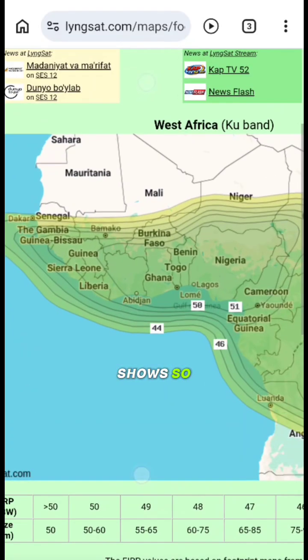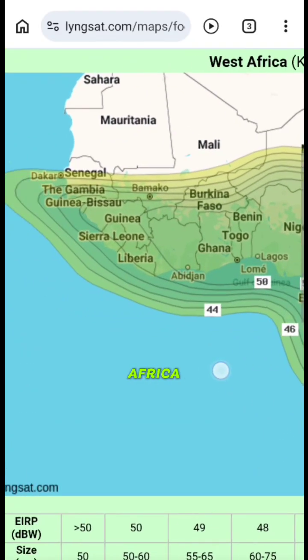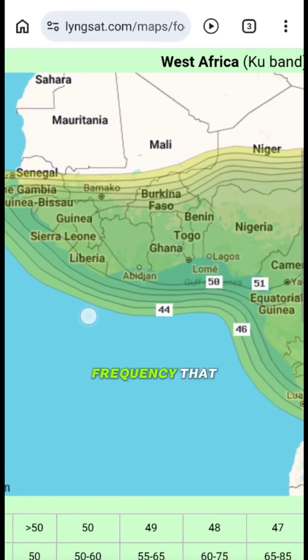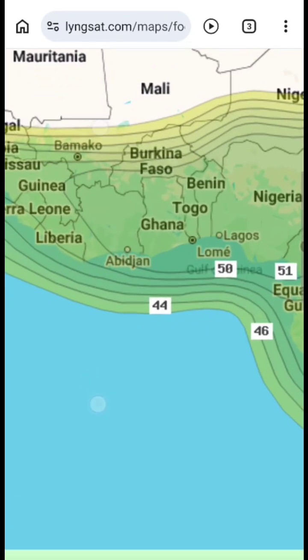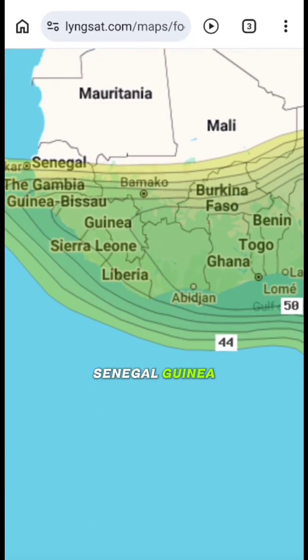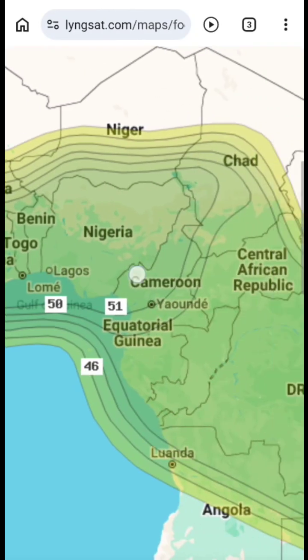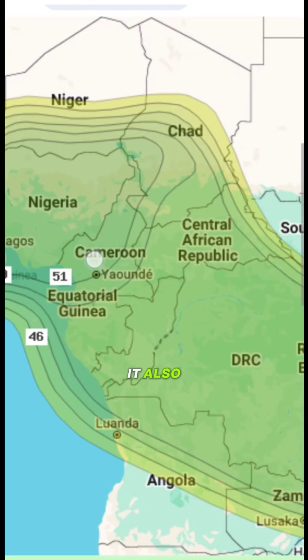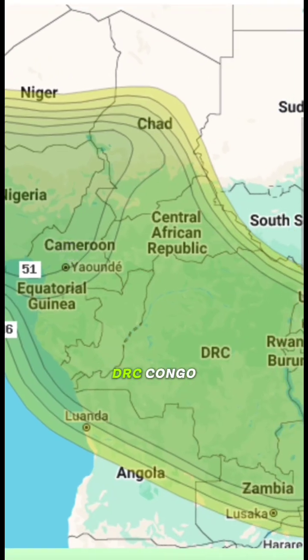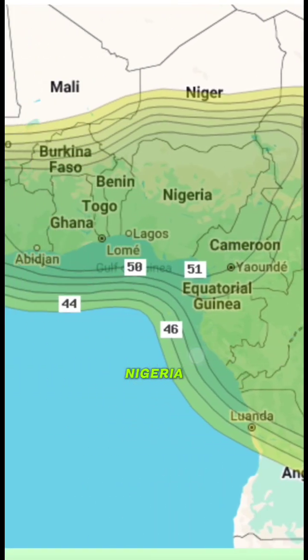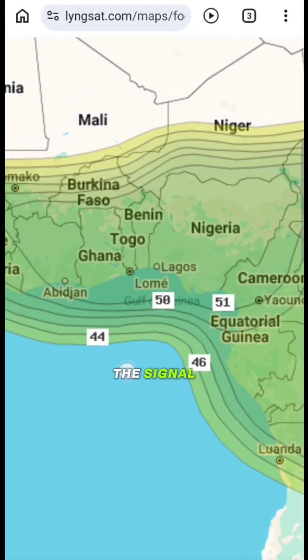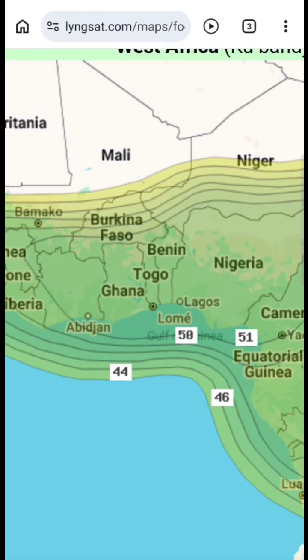Under West Africa, for this particular frequency that we use as an example, you can see the area it covers. It covers Senegal, Guinea, Sierra Leone, Ghana. You can see Cameroon. It also covers DRC Congo. It covers Nigeria. You can see that the signal is mostly high around Benin Republic, Ghana, Togo, and Nigeria. Somewhere around that area, Benin, Togo, Nigeria, you see that the signal there is between 51 and 50.